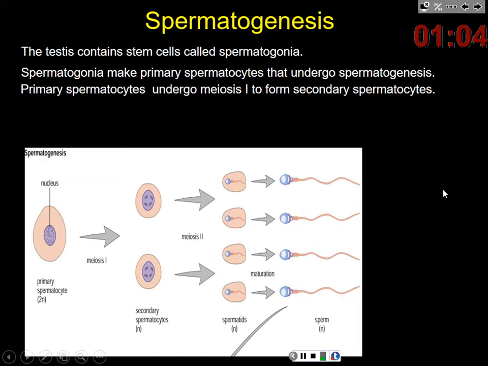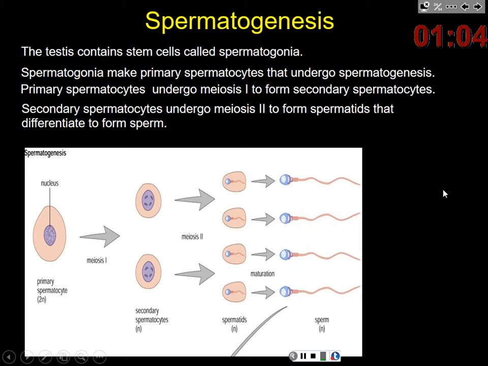The two secondary spermatocytes undergo meiosis II, which, what's the purpose of that? Separate sister chromatids. So my 23 chromosomes right here are going to split apart so that I have 23 pieces of chromatin here and 23 here. My secondary spermatocyte is going to undergo meiosis II to form spermatids that are haploid single copies, and they differentiate into sperm. So for every primary spermatocyte going into meiosis, I end up with 4 sperm.